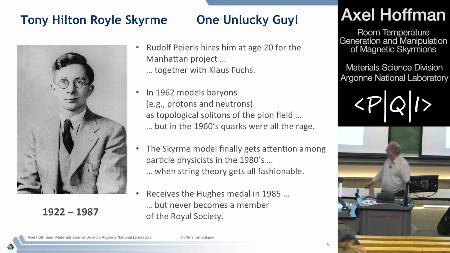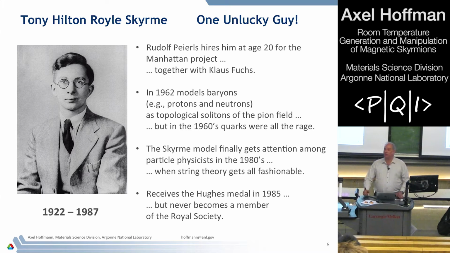It comes from this guy, Tony Hilton Royle Skyrme. So this is how he looked when he was about 20 years old. And he mostly was not so fortunate. What happened is, this picture was taken when he got hired by Rudolf Peierls to work in Los Alamos on the Manhattan Project. Rudolf Peierls was a British scientist, and he figured he'd hire a few other British guys. One of them was this one, Tony Hilton Royle Skyrme. The other one was a guy whose name was Klaus Fuchs.